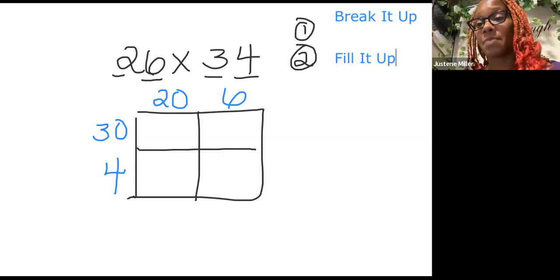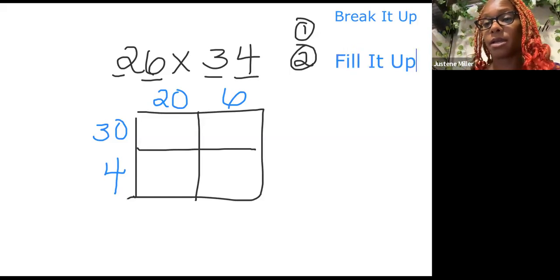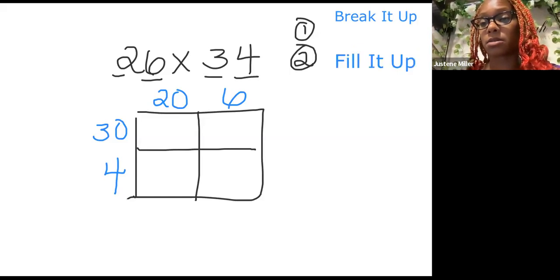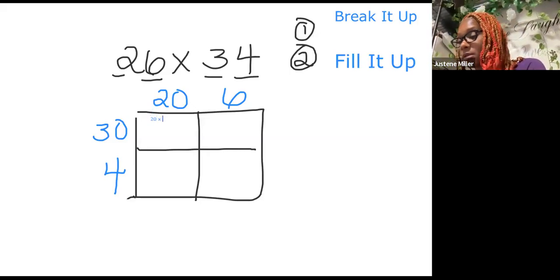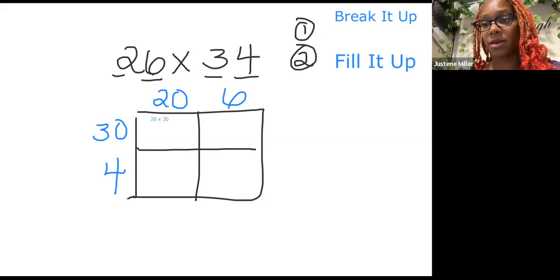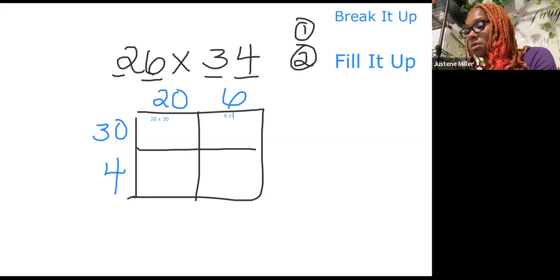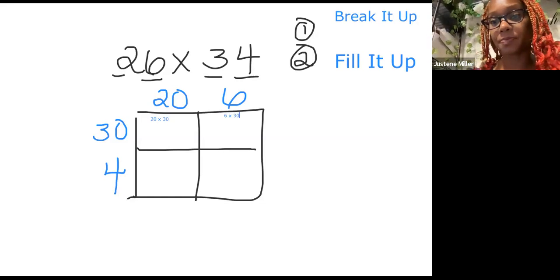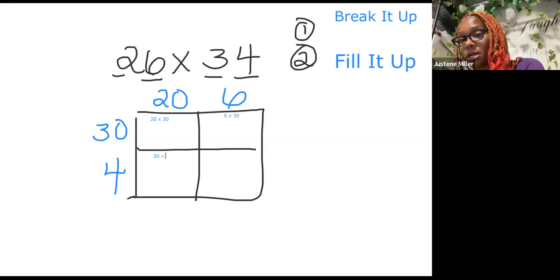Fill it up means I'm actually going to multiply inside the box, almost like a multiplication table. So in the first box, we're going to multiply 20 times 30. Then right across from that, in this box, we're going to do 6 times 30, because it lines up. The box at the bottom, we're going to do 20 times 4.